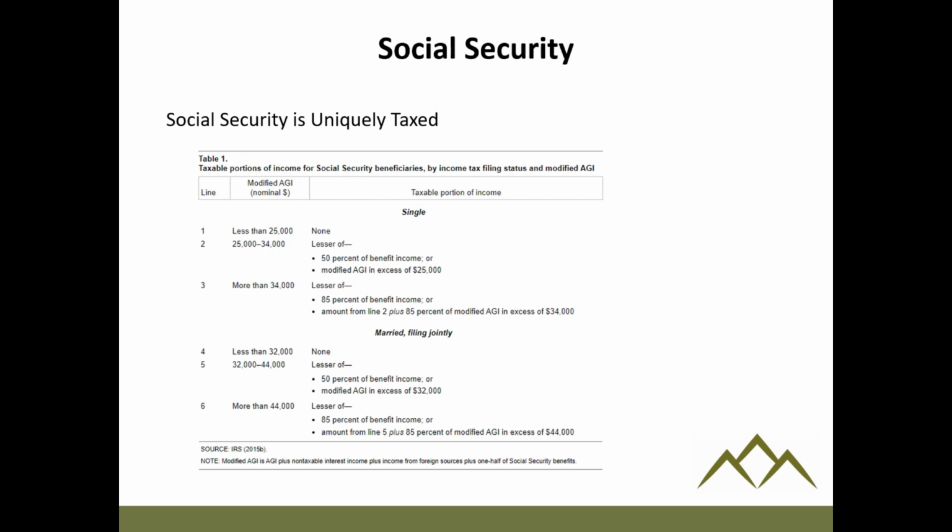So that's one of those things where you can have a ripple effect, where the decisions you're making in one area also impact what's taxable in others. Social Security is one of the main ones to understand if it's applicable to you.